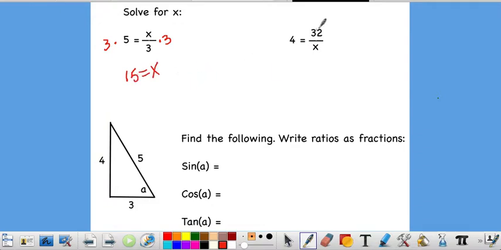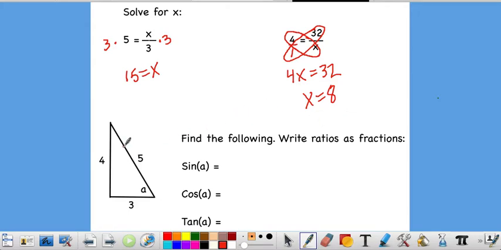So 15 is equal to x. Not so bad. If we have something like this though, 4 equals 32 divided by x, it's kind of weird to think, but what we can do is multiply both sides by x and then divide both sides by 4. Alternatively, instead of just having 4 equals 32 over x, we could write this as 4 over 1 equals 32 over x, and then we could cross multiply and get 4x equals 32, so x is 8.